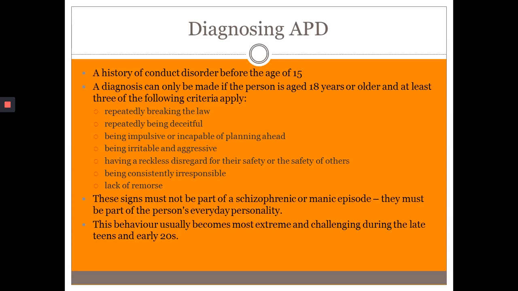APD is not part of schizophrenia or manic depression. People with manic depression or bipolar disorder, swinging from being very, very low to very, very hyper, will often do all sorts of weird and peculiar things in their hyper phase, their manic phase, such as the impulsivity and the inability to plan ahead.